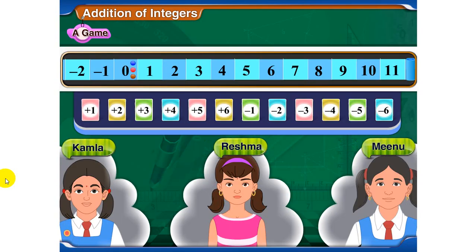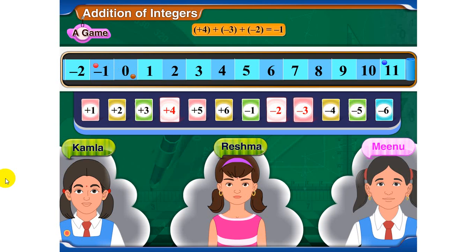Kamla, Reshma and Meenu are playing this game. Kamla got +3, +2, +6 in 3 successive attempts. She kept her counter at the mark +11. Reshma got -5, +3, +1. She kept her counter at -1. Meenu got +4, -3, -2 in 3 successive attempts. At which position will her counter be? At -1 or at +1? It is on -1.